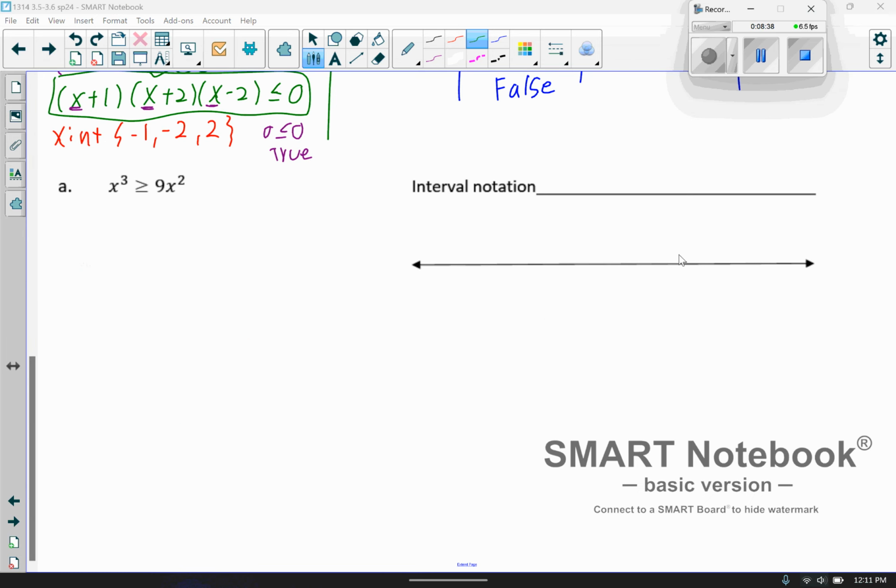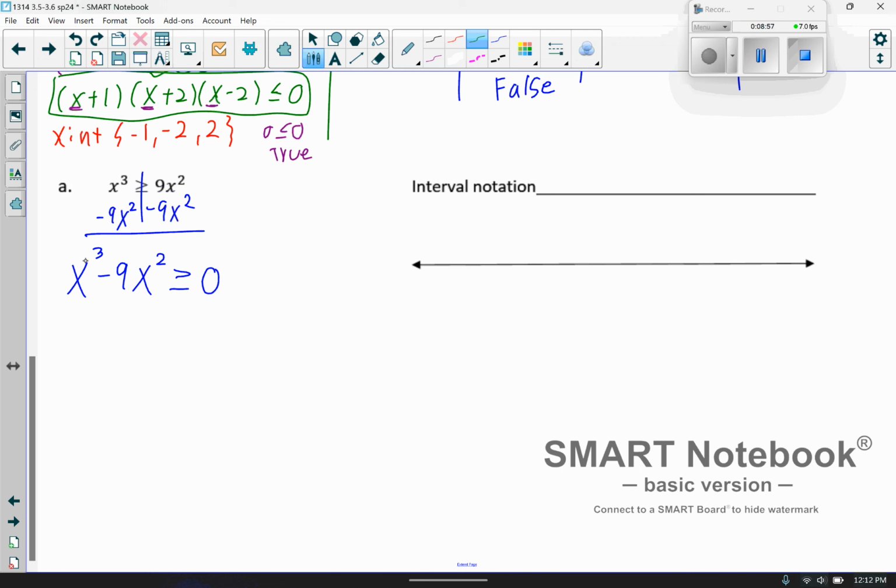Okay, so on this example here, we have to first set one side to 0. So I'm going to subtract 9x squared from both sides. That would probably be the easiest thing to do to get started. So we're going to have x cubed minus 9x squared is greater than or equal to 0.